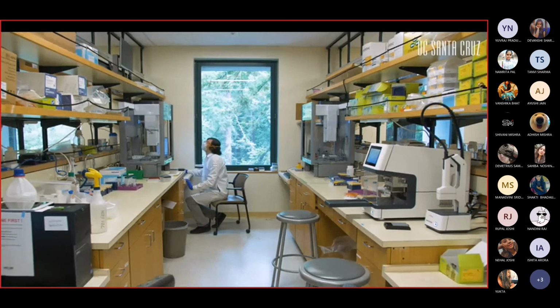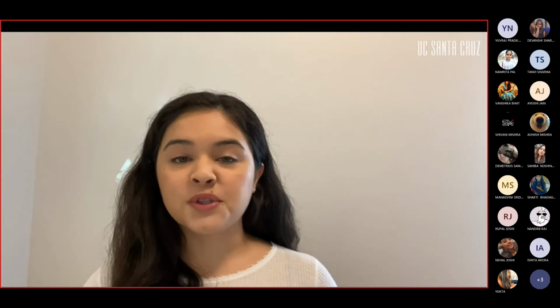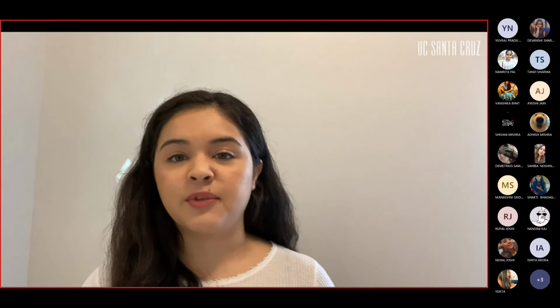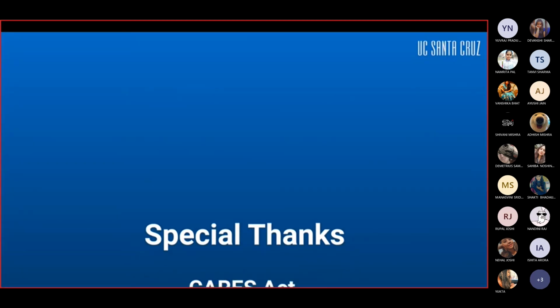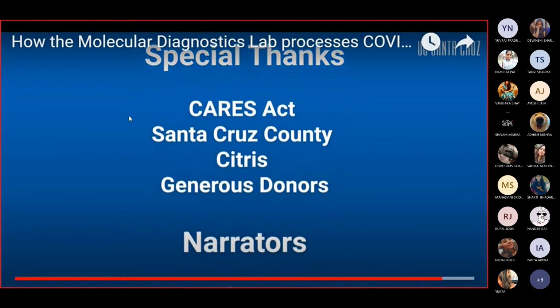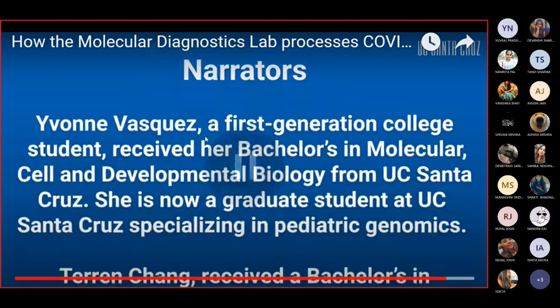Usually, if samples come back positive, the patient is notified within 24 hours. All results are returned to the provider within a 24 to 48-hour time frame. Our expanded testing capacity has been made possible in part through funding from the Coronavirus Aid, Relief, and Economic Security Act, support from Santa Cruz County.